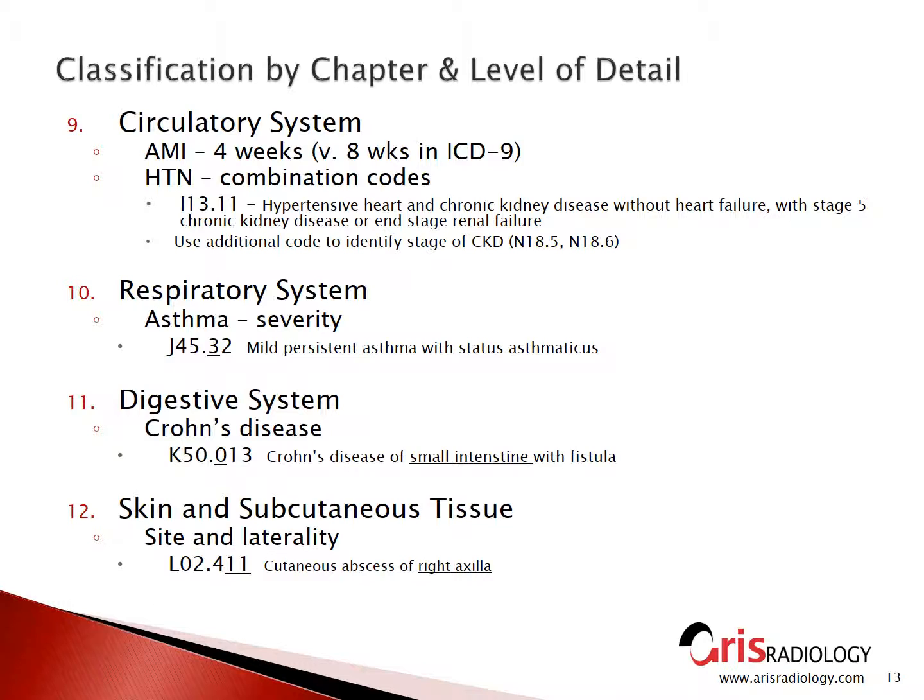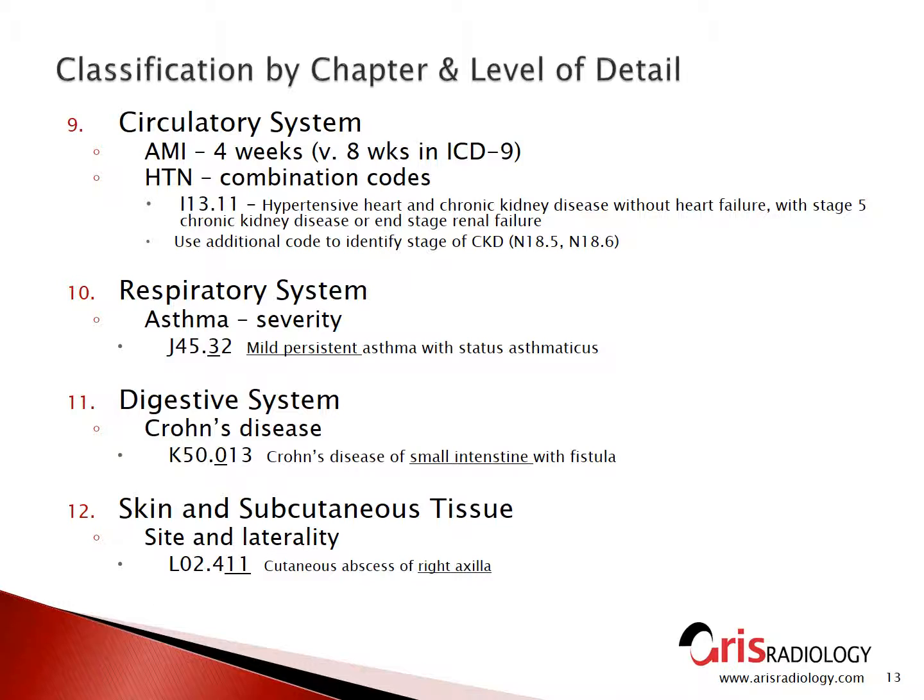Chapter 10, the respiratory system. Asthma codes describe severity and related conditions. Chapter 11, the digestive system. The combination codes for Crohn's disease are greatly expanded in ICD-10 and incorporate the site plus any complications or manifestations, such as Crohn's of the small intestine with fistula.